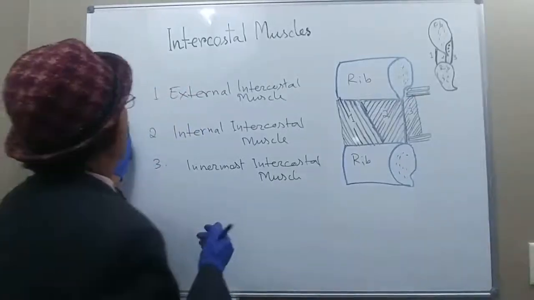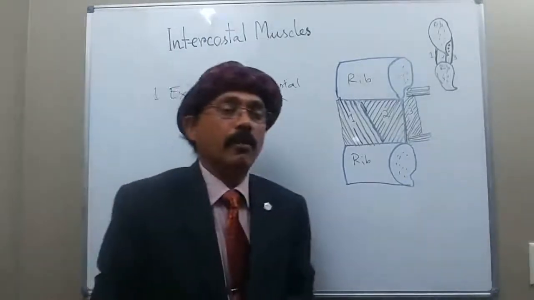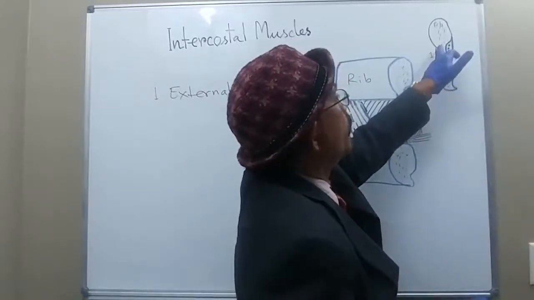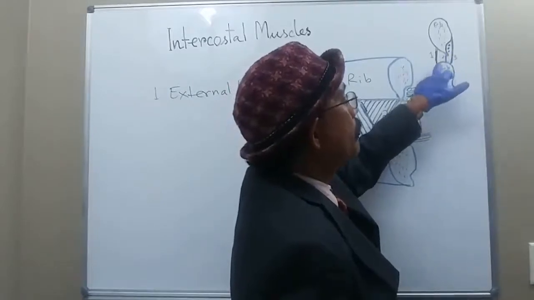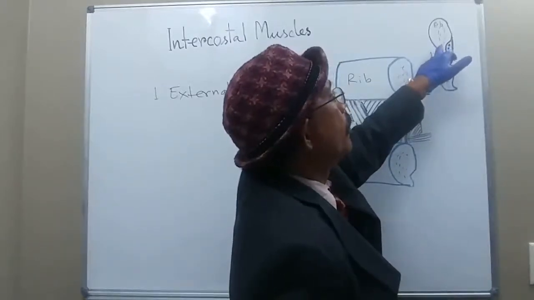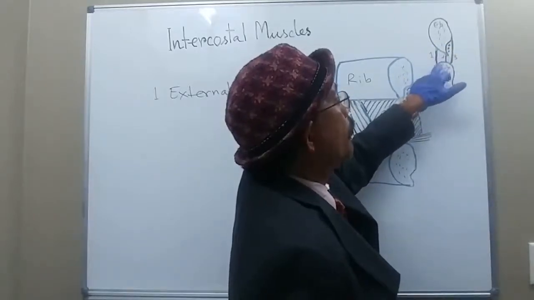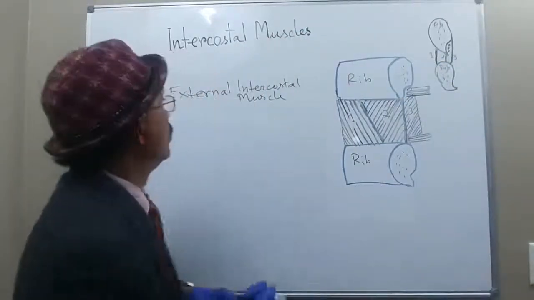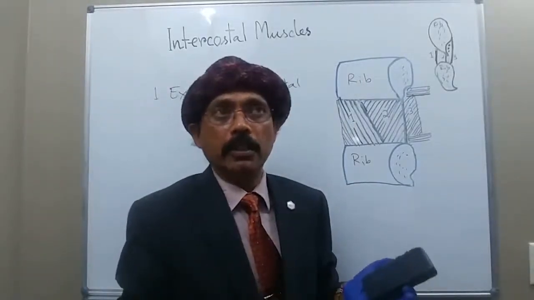Now we go to the external intercostal muscle. Origin of the external intercostal muscle is from the lower border of the rib above the intercostal space to the outer lip of the upper border of the rib below. There is the origin and insertion. Nerve supply is from the intercostal nerve.